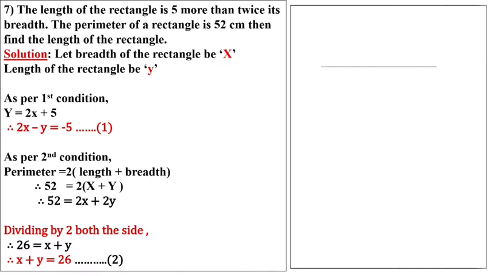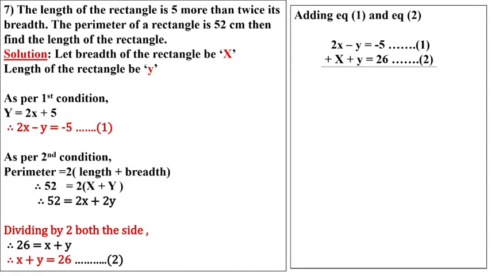Now adding equations 1 and 2. So here we get 2 plus 1 is 3x. y will cancel, equal to 26 minus 5, which is 21. So x equals 21 divided by 3. Here we get the value of x is 7. We will substitute x = 7 in equation number 1. What is equation number 1? 2x - y = -5.